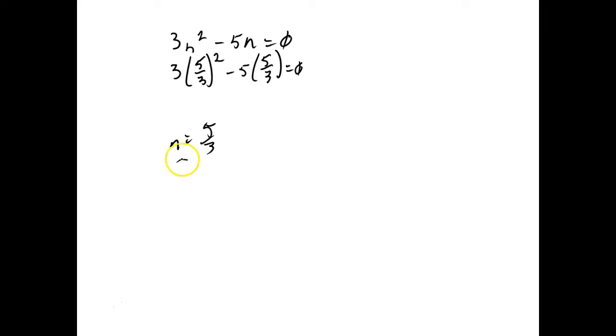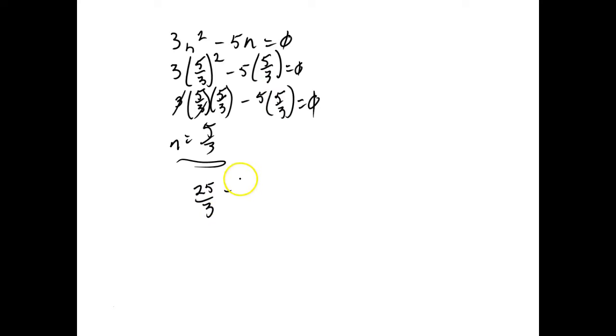This was the problem. There was our proposed solution. What we're trying to do is see if that's right. So everywhere you see an n, plug in a 5/3 and do whatever it says to it. Let's do 5/3 squared as 5/3 times 5/3. Minus, and this one we can just do 5 times 5/3, equal to 0. Now, what happens if you divide out a 3 here? 25/3 minus 25/3 is equal to 0. And sure enough, that's true.